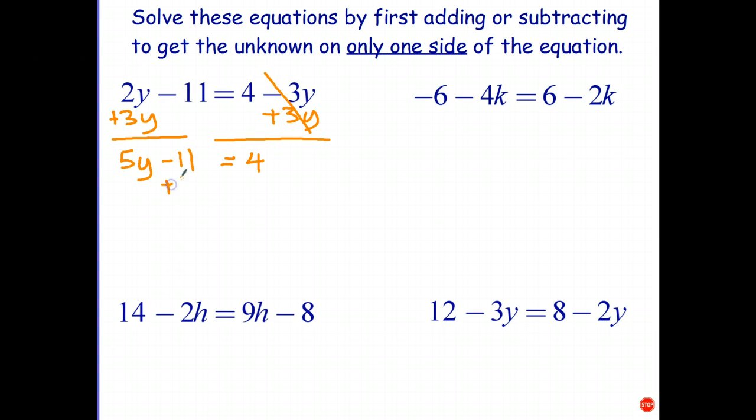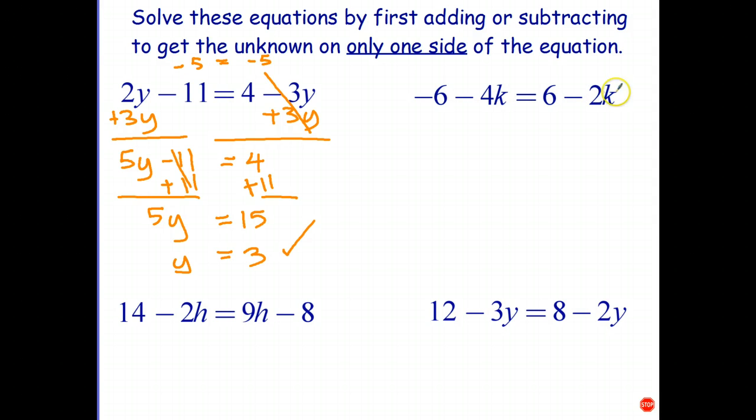Okay, now we can just finish it off the usual way. Undo the subtracting by adding, and divide both sides by 5, or just do that in your head and just write the answer. Okay, let's do a quick check. 2 times 3 is 6. 6 take 11 is negative 5. And 3 times 3 is 9. 4 subtract 9 is negative 5. So the two sides are equal, and therefore that's the solution.